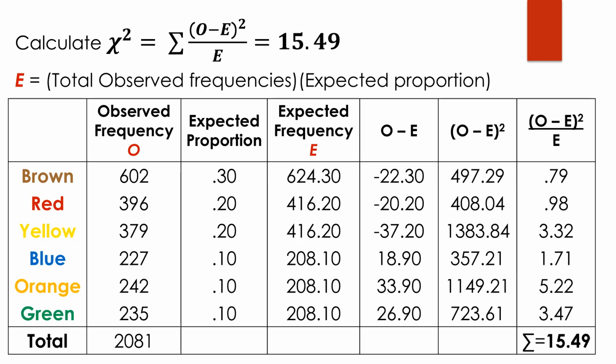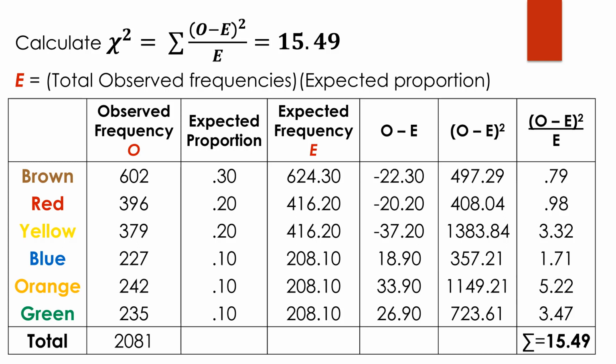Just looking at absolute values, disregarding the negatives, which color category has the biggest difference between what you found and what you expected? Looks to be yellow, right? The difference there is about 37 M&Ms. In fact, there are 37 fewer yellow M&Ms than what M&M's theory says you should have found out of 2,081 M&Ms. So we square that, we then divide it by E, and then we sum it all up, and we get a chi-square of 15.49.